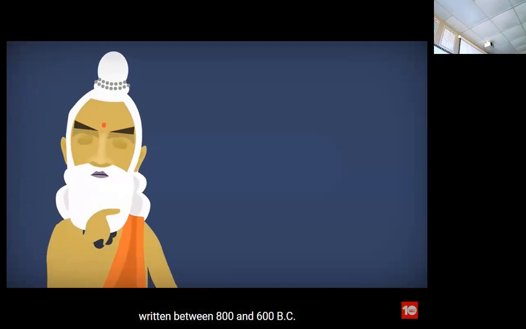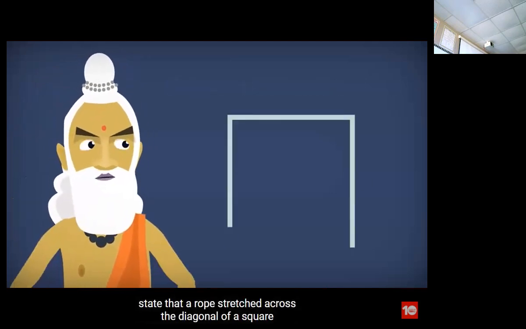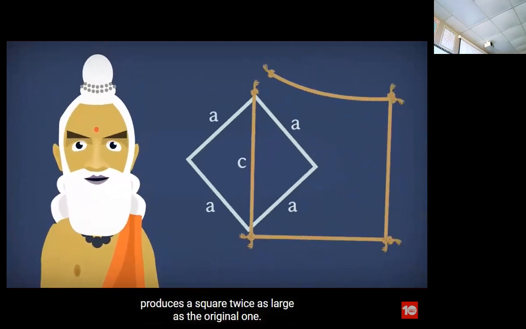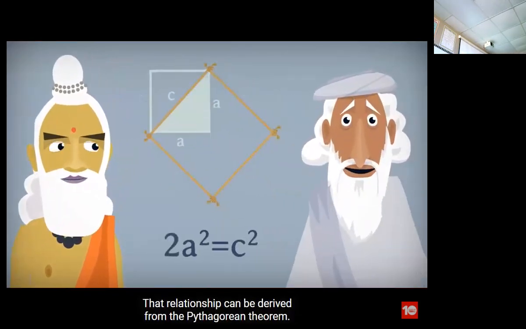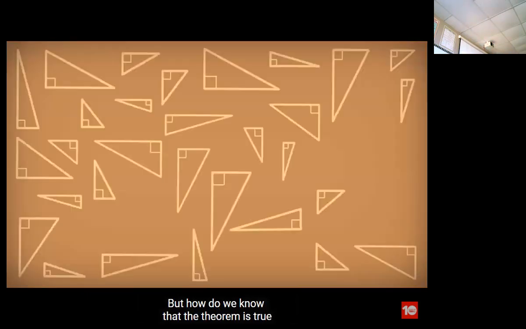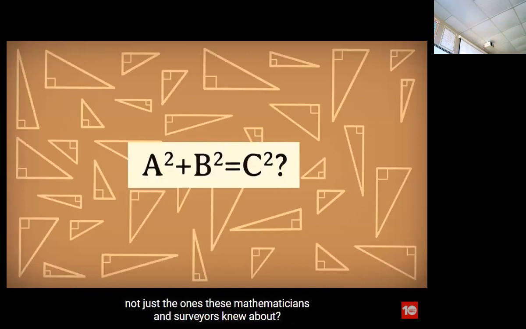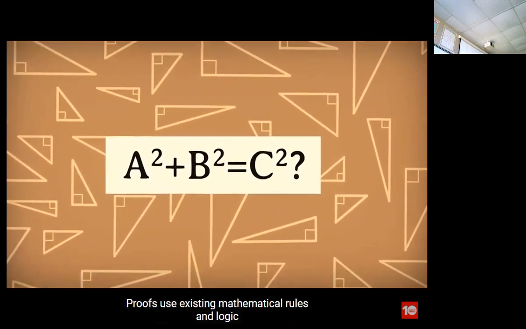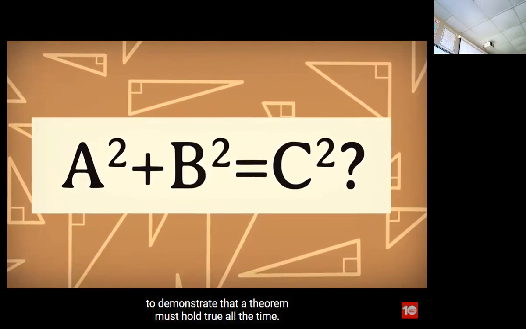And the earliest known Indian mathematical texts, written between 800 and 600 BC, state that a rope stretched across the diagonal of a square produces a square twice as large as the original one. That relationship can be derived from the Pythagorean theorem. But how do we know that the theorem is true for every right triangle on a flat surface, not just the ones these mathematicians and surveyors knew about? Because we can prove it. Proofs use existing mathematical rules and logic to demonstrate that a theorem must hold true all the time.